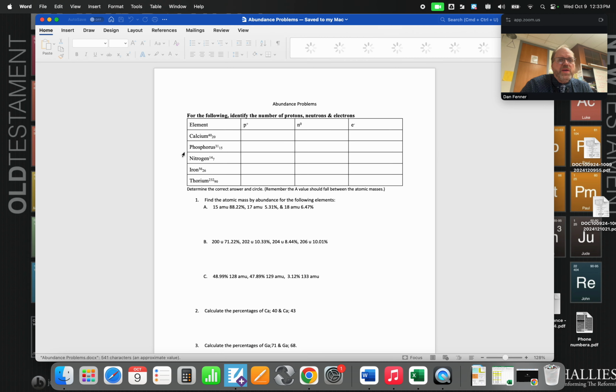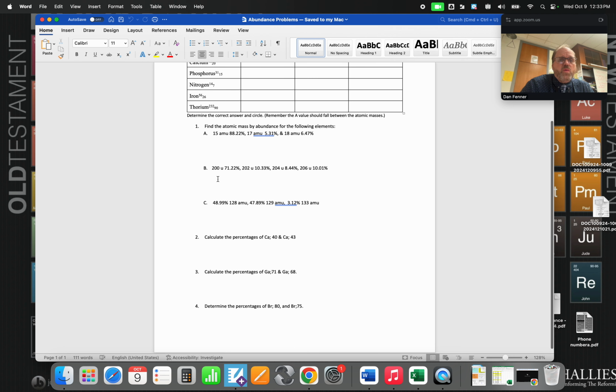We have a few protons, neutrons, electrons, and all we're doing here is number, atomic mass, and our protons and neutrons. Atomic number is just number of protons. So if you review back, we have calcium, phosphorus, nitrogen, iron, and thorium. And then we have 1, 2, 3, 4, 5, 6 problems for you to do in abundance.